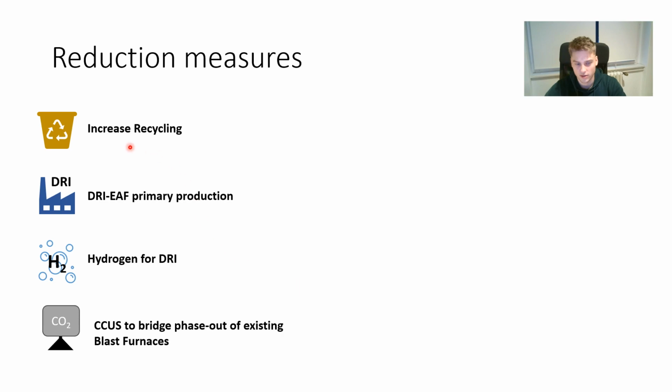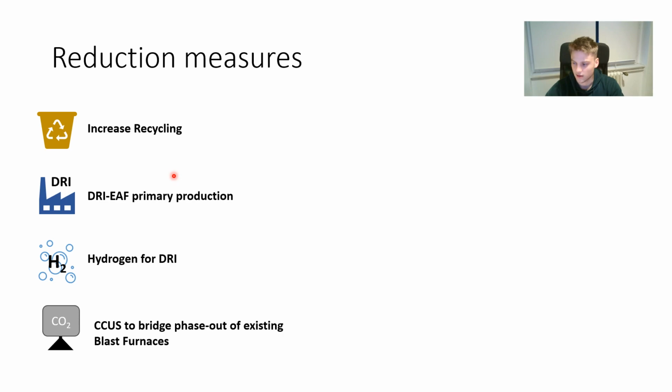Starting off with the increase of recycling and a transition from the blast furnaces to the direct reduced iron in the primary production. Hydrogen should not be used for the blast furnace or to adapt the blast furnaces, as I've shown you that it is more efficient using it in the direct reduced iron. And in the end, carbon capture is a useful technology to reduce the emissions of the existing blast furnaces. So they should be used during the phase out of existing blast furnaces to bridge to the new primary production via direct reduced iron here.